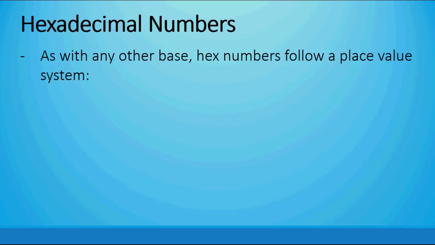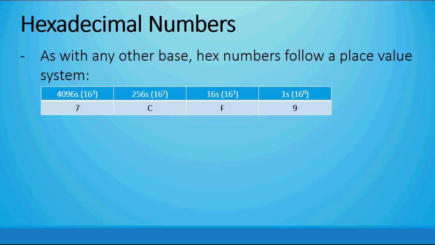So that's how A can be a number, because A is just a symbol at the end of the day. Going back to hexadecimal numbers, hex numbers follow a place value system, just like any other base, just like decimal and binary. Except this time, of course, the columns are powers of 16. So, in this example, we have 7 in the 16 to the 3's column, the 4096's.